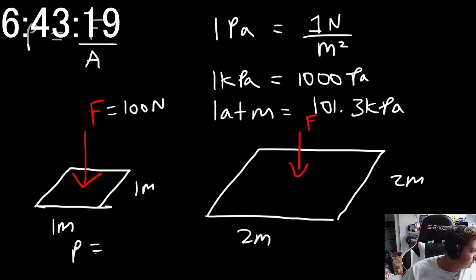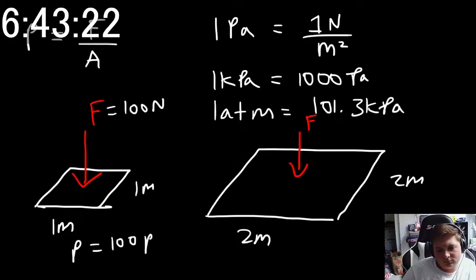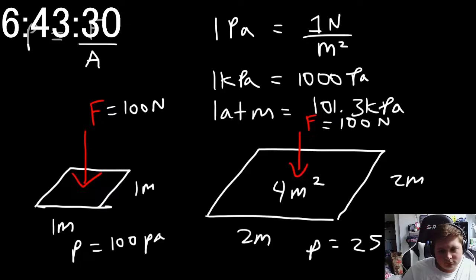The pressure in this example is 100 divided by 1 square meter, so it's 100 pascals. In the second example, the area is 2 times 2, which is 4. So the pressure is now a force of 100 newtons divided by an area of 4 square meters, so it's 25 pascals.